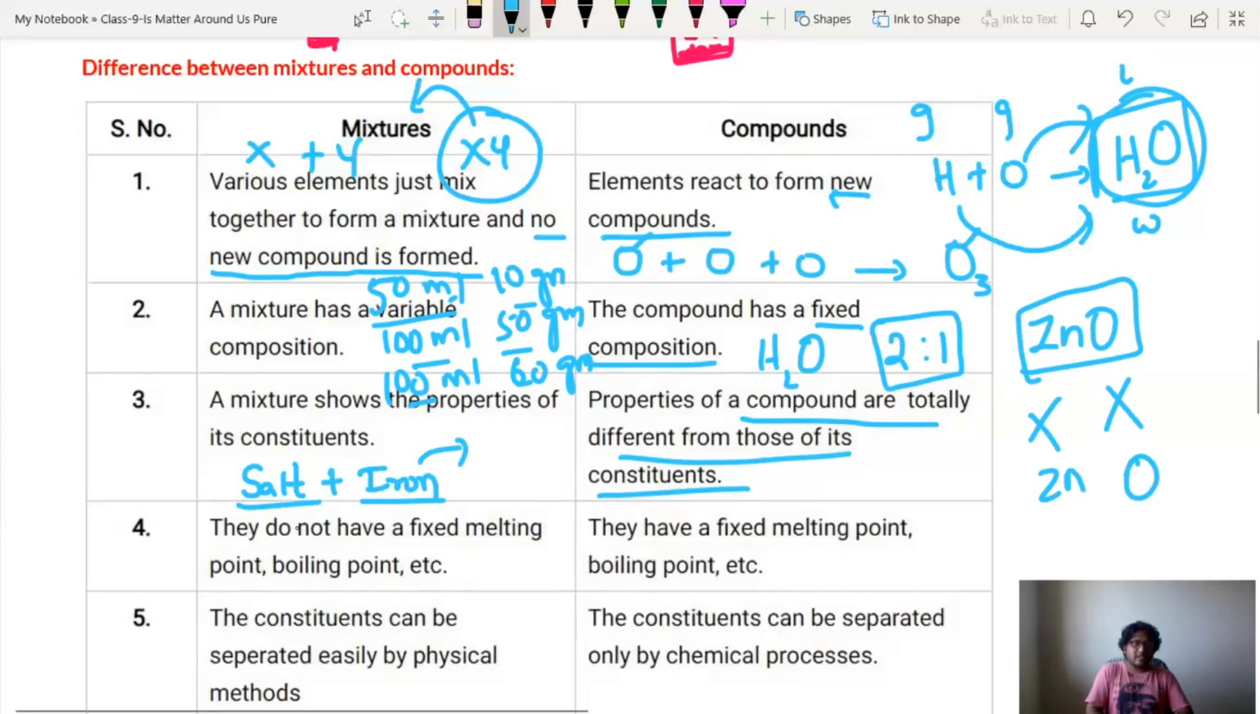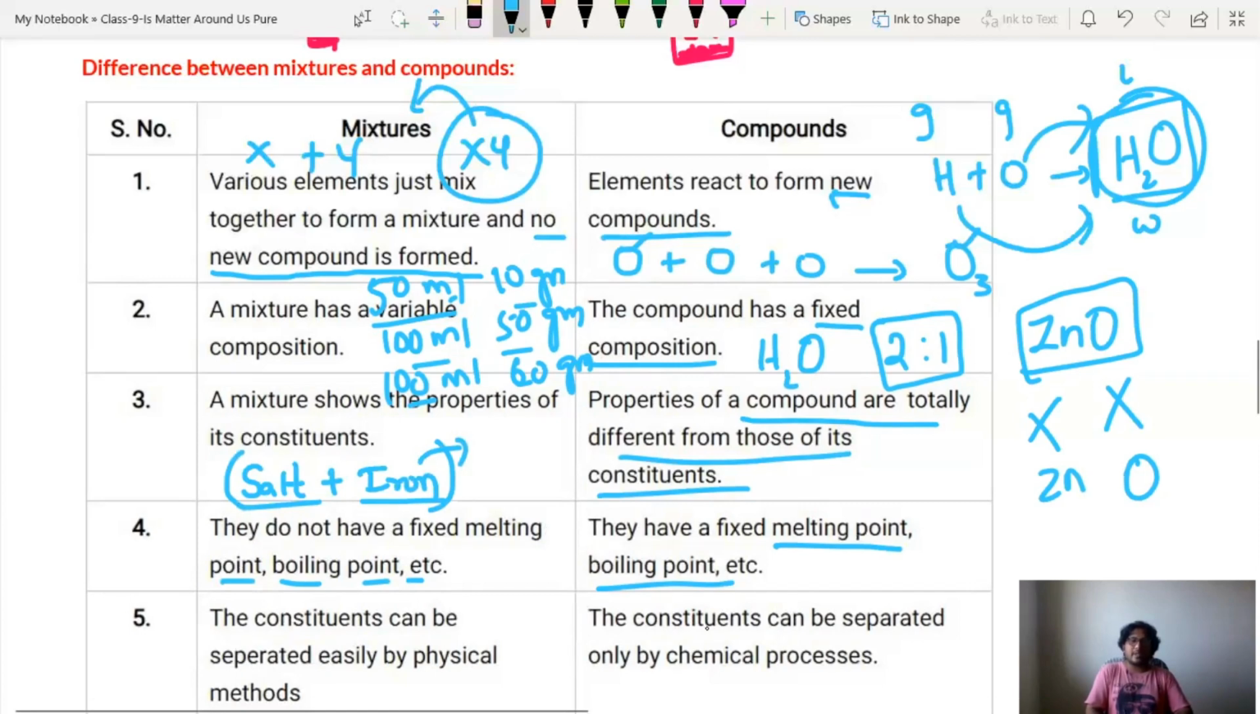And mixtures, they do not have fixed melting point, boiling points, etc. There is no fixed boiling point, there is no fixed melting point, nothing. But here there will be fixed melting points, there will be fixed boiling points. And last point, the constituents can be separated easily by physical methods. I told you, if you take salt and iron, you can easily separate salt and you can easily separate iron.